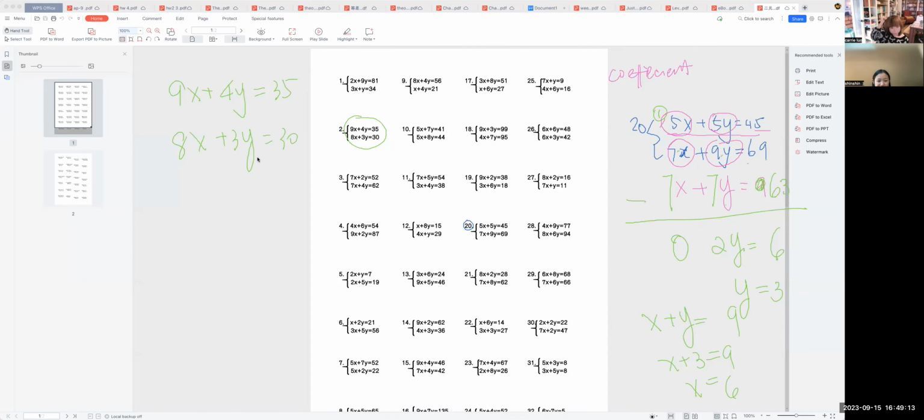So 9x plus 4y equals 35 and 8x plus 3y equals 30. Okay, so xinxin, I want to ask you, by looking at them, can we simplify these two equations? I'm going to say this is equation 1, equation 2, okay?